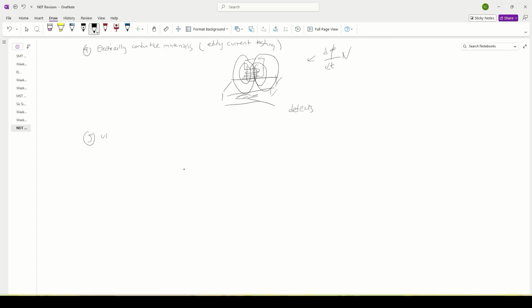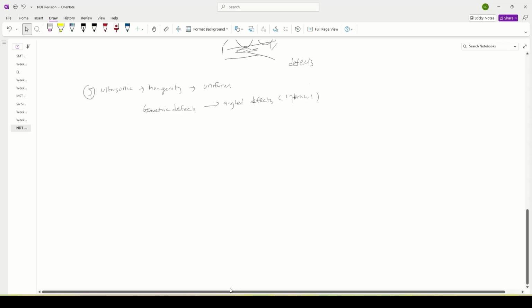Ultrasonic can detect, for example, homogeneity. Homogeneity means the uniform distribution of material composition. Geometric defects such as angle defects can be internal. So for ultrasonic, we will use the angle beam for this. And then the choice of methods.